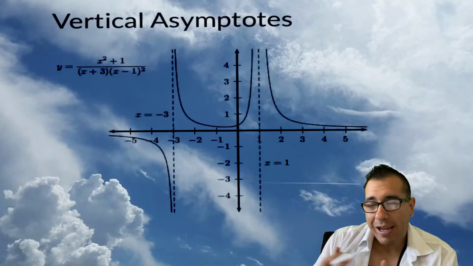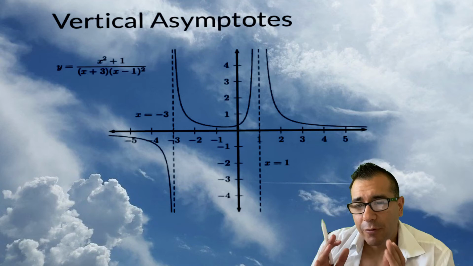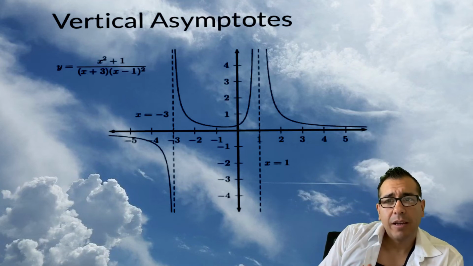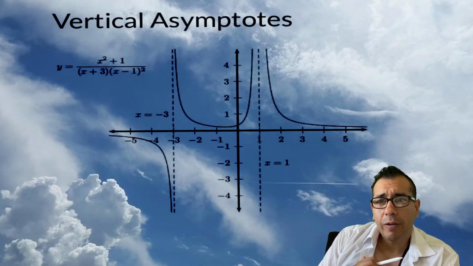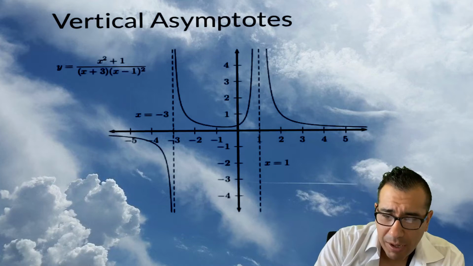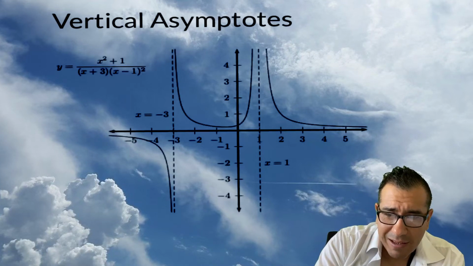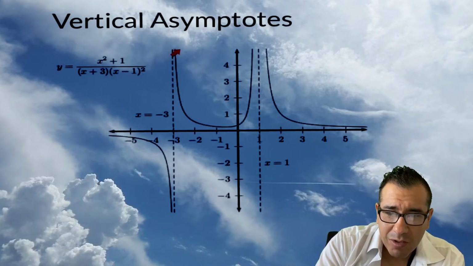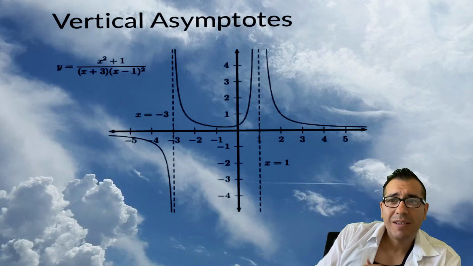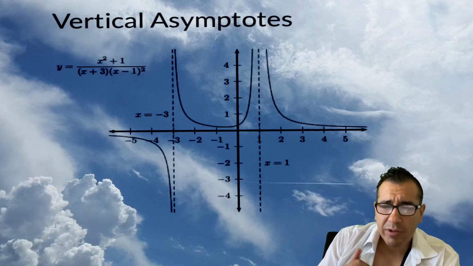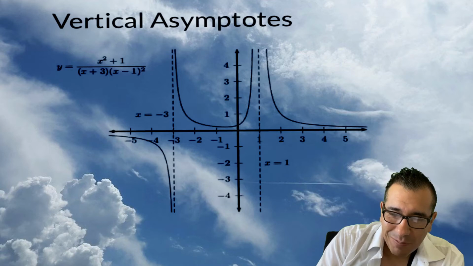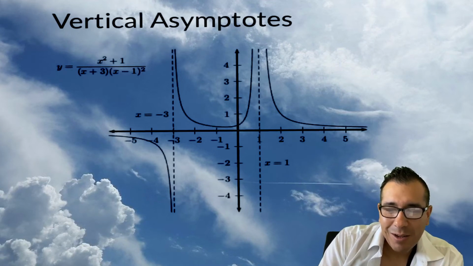What I like to think about is these vertical asymptotes being like a crazy old boyfriend or girlfriend. They might be attractive here, so your graph is getting really, really close, but you don't want it to touch, because that's when things start to get dangerous.